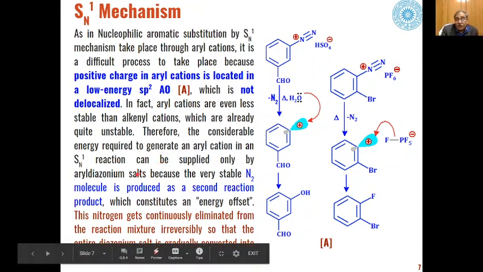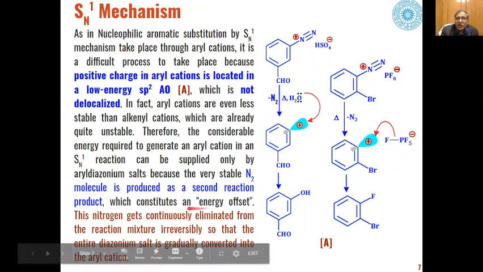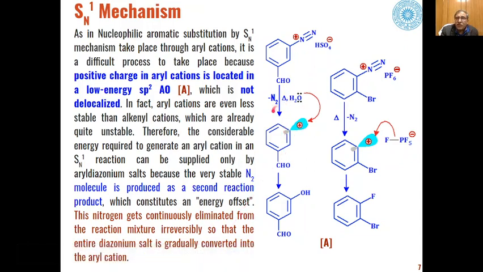Now we know that a greater amount of energy is required to generate these types of aryl cations, and this energy is provided because here the second product formed by elimination is a molecule of nitrogen, and the nitrogen which is formed is eliminated from the reaction mixture immediately, and when nitrogen has been eliminated from the reaction mixture, that means the reversible step cannot take place.